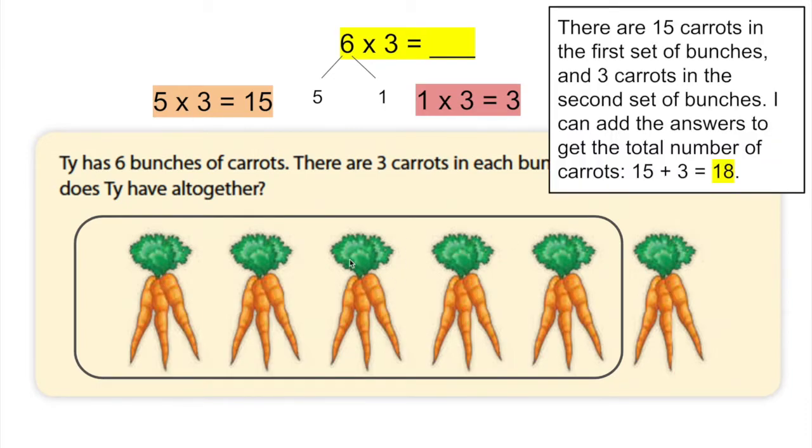Now, there are 15 carrots in this first set of bunches. And there's 3 carrots in the second set of bunches. We're looking at the product, or the answer, for these 2 equations. I can now put both of these answers together, both of these products, and take the 15 that I know from here and add it with the 3 from here. 15 plus 3 is 18. 18 is the answer to 6 times 3.